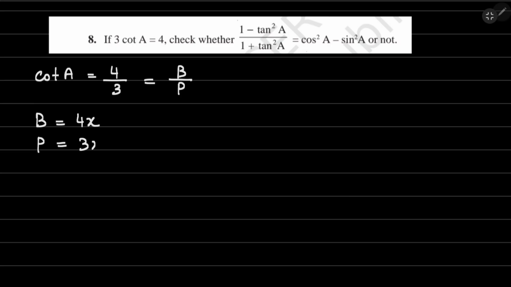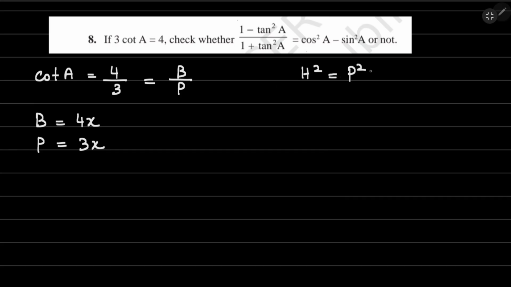If 3 cot A equal to 4, you have to check whether (1 minus tan square A) divided by (1 plus tan square A) is equal to cos square A minus sin square A. So what is cot A equal to? Cot A is equal to 4 by 3. So this is equal to B by P. Tan is P by B. Cot is base by perpendicular. So let your base be 4x. Let perpendicular be 3x.